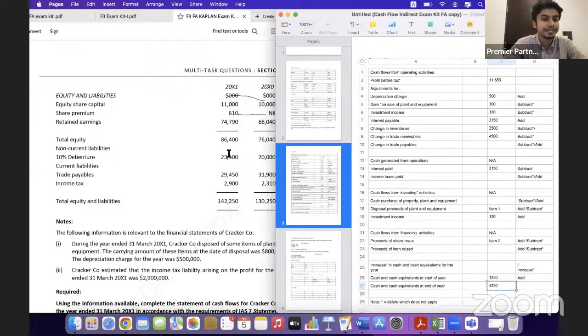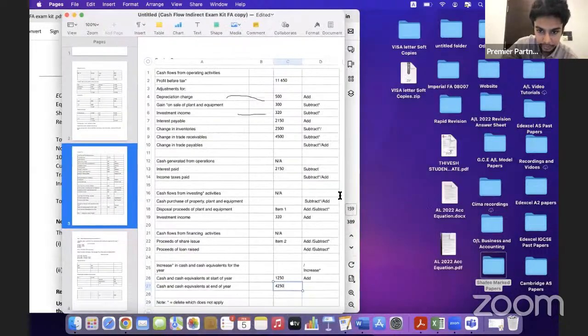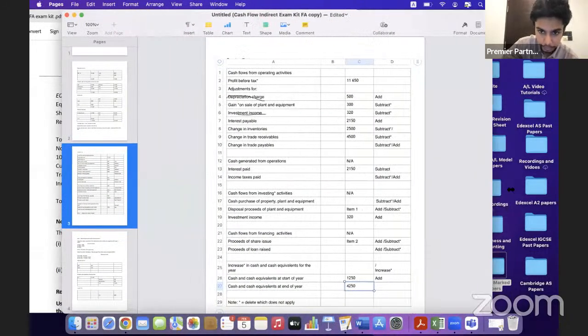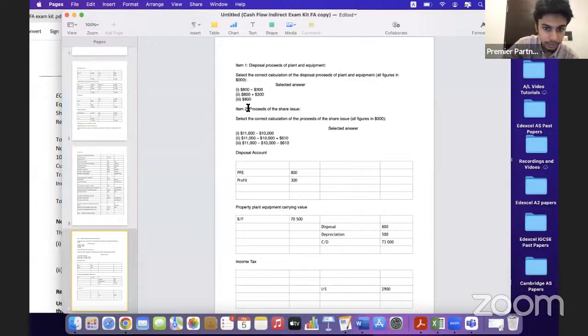Small problem. Guys, we can't write the answer inside this. Can you see? It says item number 2. We can't write the answer. We have to select. Okay, now let's see then what is an item number 2. Then let's check and see. Item number 2. What is that? Okay. So guys, here see. Item number 2. Proceeds of the share issue, select the correct calculation. So guys, what was the answer we got?